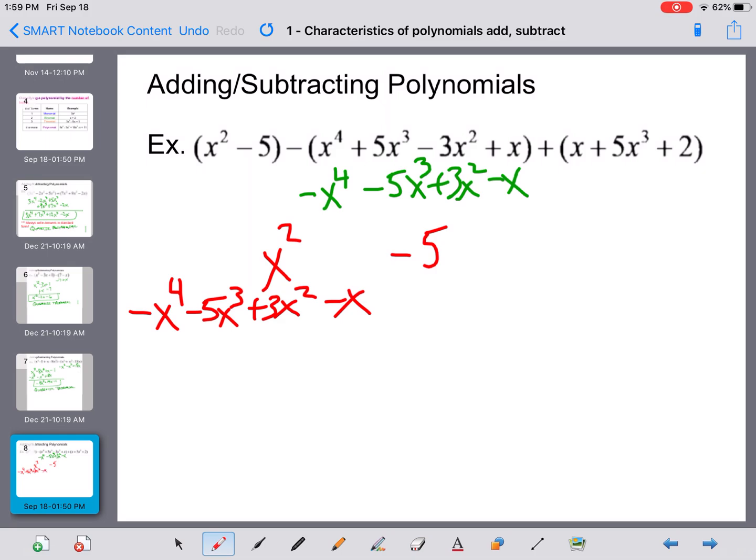The last one we just want to write in standard form and filling in the places, so 5x to the third, positive x, and positive 2.